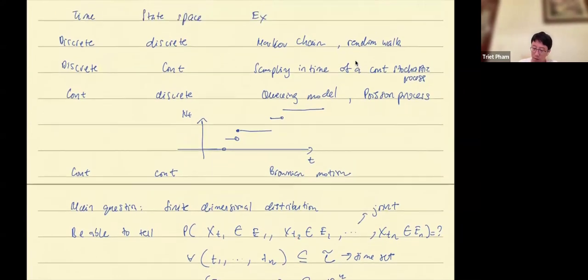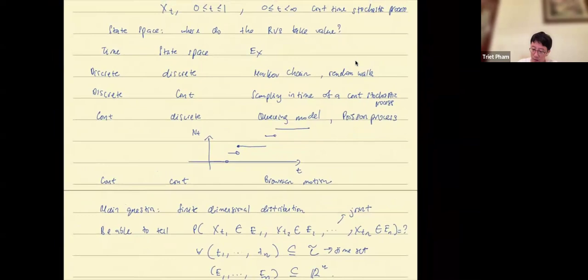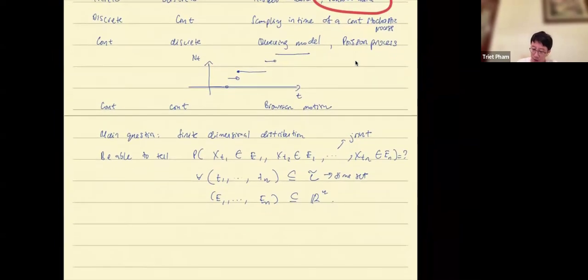So for example, let's go back to the random walk example. Then the random walk says that X_n is the position of the random walk at time n.